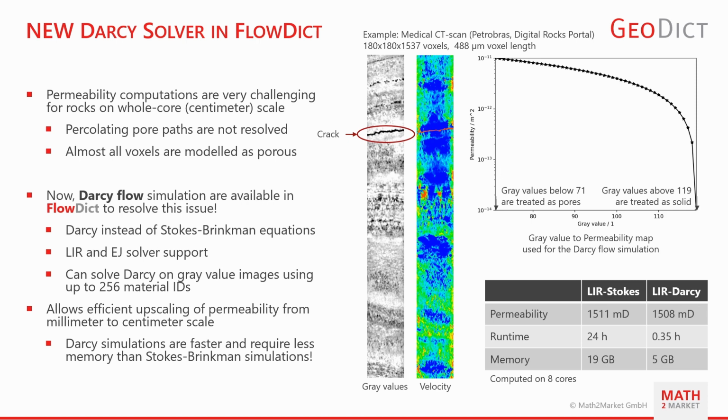Here we compared LIR Stokes-Brinkmann and LIR Darcy. The computed permeability is almost the same, but the LIR Darcy is almost 70 times faster. In addition, LIR Darcy requires only 25% of the memory compared to LIR Stokes-Brinkmann.